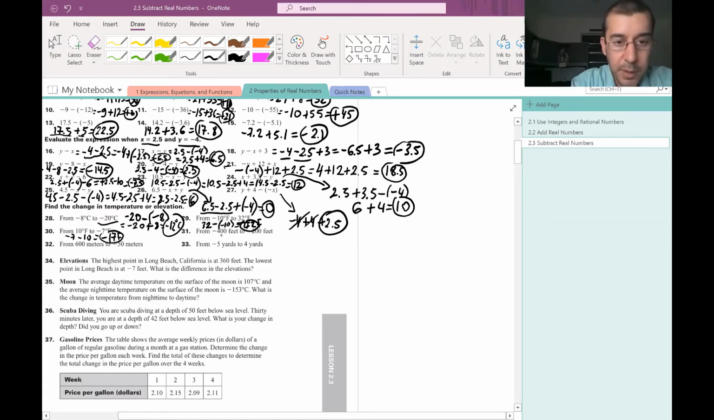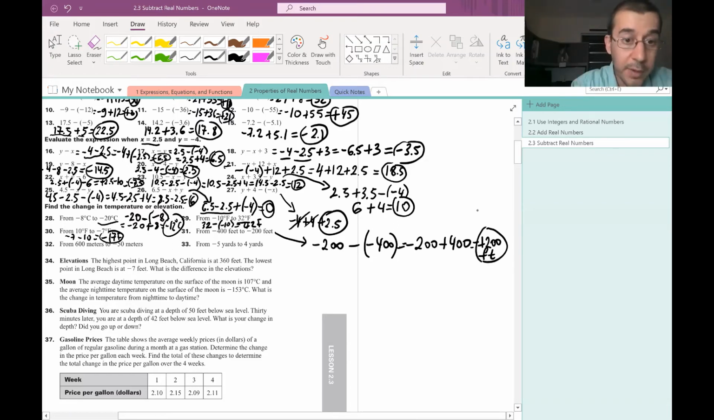31, you go from minus 400 to minus 200. So this would be minus 200 feet minus minus 400. Minus minus is plus 400. 400 is greater than 200, so the sign will be plus. 400 minus 200 is 200. So plus 200 feet is the change in elevation in this case. Feet is elevation, so plus 200 feet elevation.